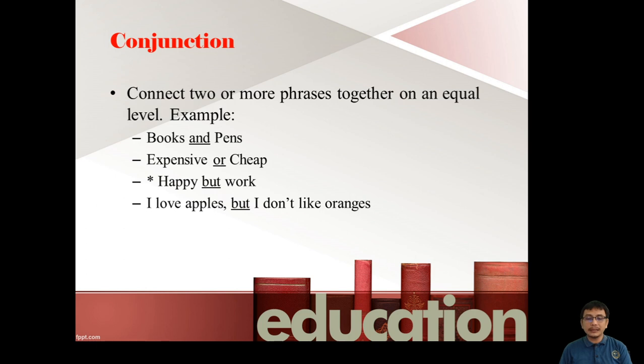Okay, and we use conjunction to connect two or more words or phrases on an equal level. For example, noun with noun, book and pants. Adjective with adjective, it's expensive or cheap. But we cannot say "happy but work." It is ungrammatical because happy and work do not belong to the same part of speech.